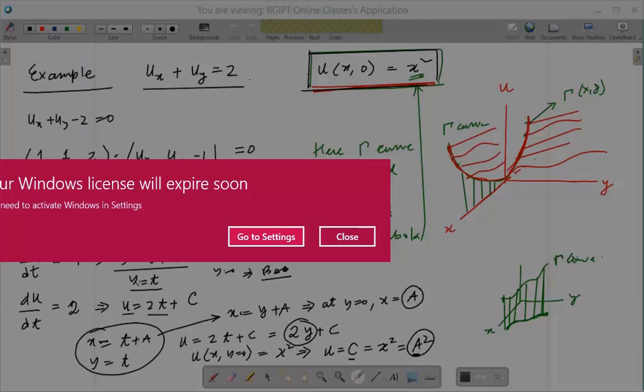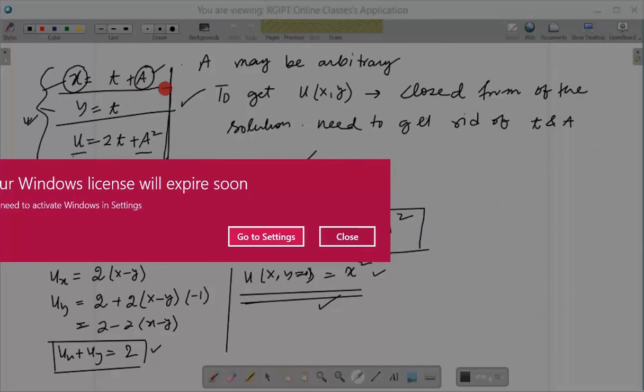Then B is already 0 because I know that at t equal to 0, y is 0. So I have found B equal to 0. So I have only one unknown parameter left, which is x at t equal to 0, which can be anything. Depending on that value of x at t equal to 0, I can find y and u. So that is what I've written here. That's all. So x is t plus a, where a can be anything. Y is t because v is 0. U is equal to 2t.